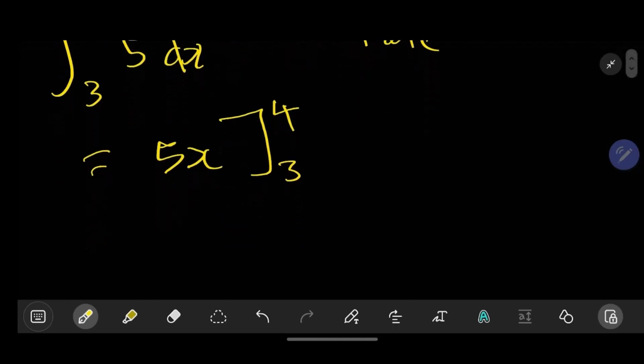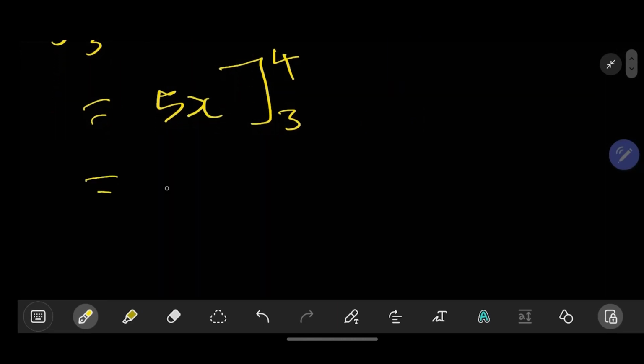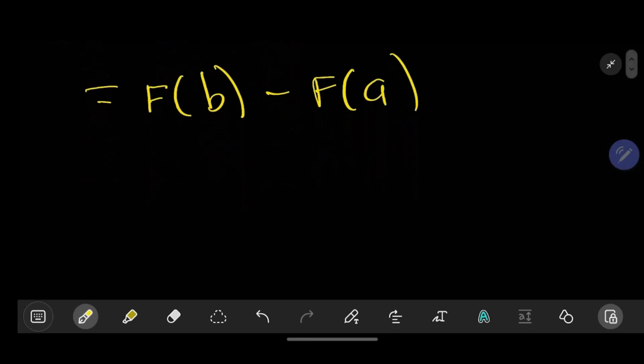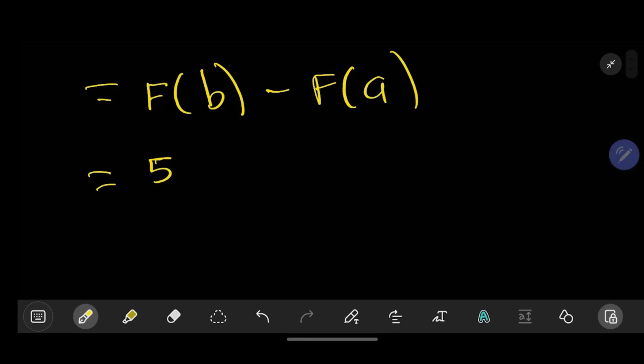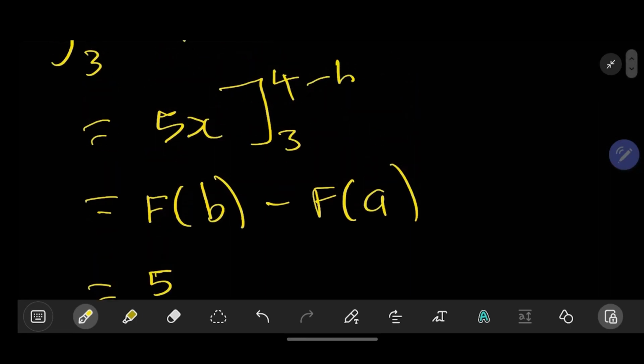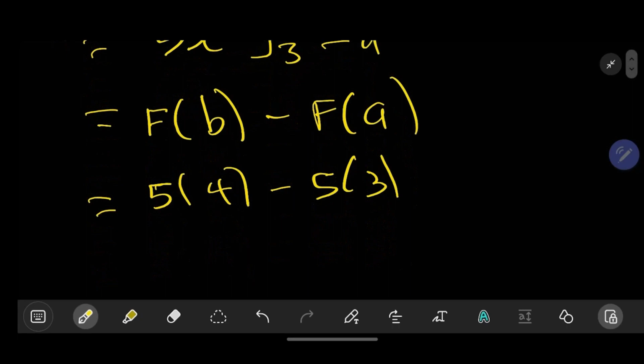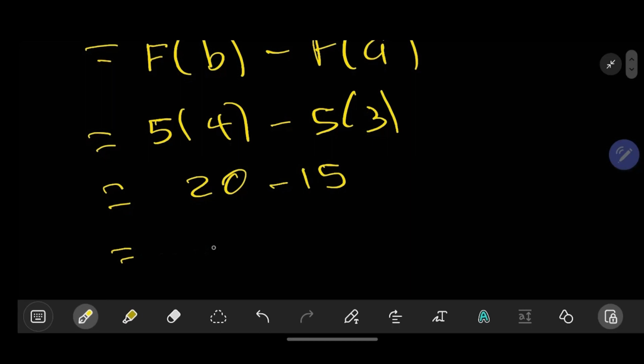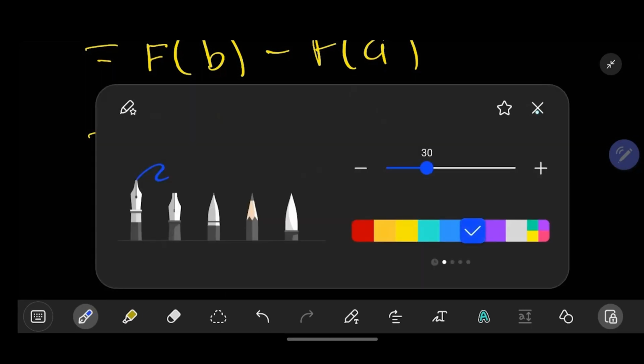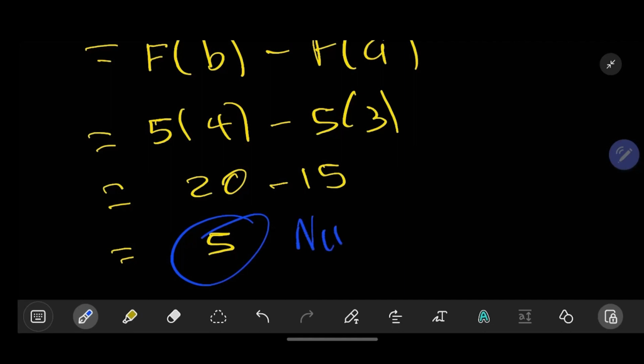Okay, now also remember the theorem that we just mentioned. We want to find f of b minus f of a, and if we look at that, that is 5 into, this is our b, this is our a, so we're finding b first. So 5 into 4 minus 5 into 3, and that is equal to 20 minus 15, which is 5. Now remember what we said for a definite integral, we will always get a number, and here we have it. This is a number.